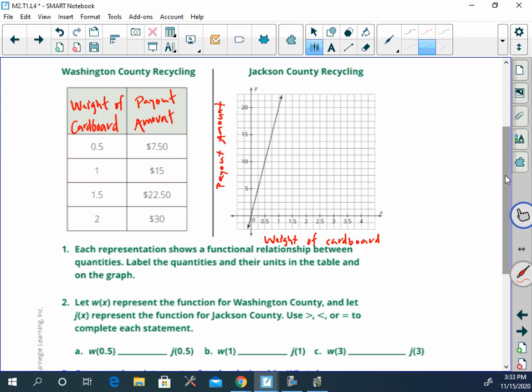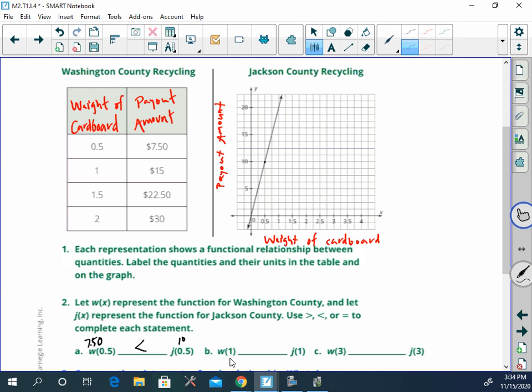All right, so for number 2, we're trying to figure out if it's greater than, less than, or equal to. So when we compare these two values, I'm going to write what I see in my table and in my graph. So W of 0.5. If I look at W at 0.5, it's 750. So this side here is 750. And if I look at the Jackson County one at 0.5, it looks like it's 10. So that inequality would go this way.